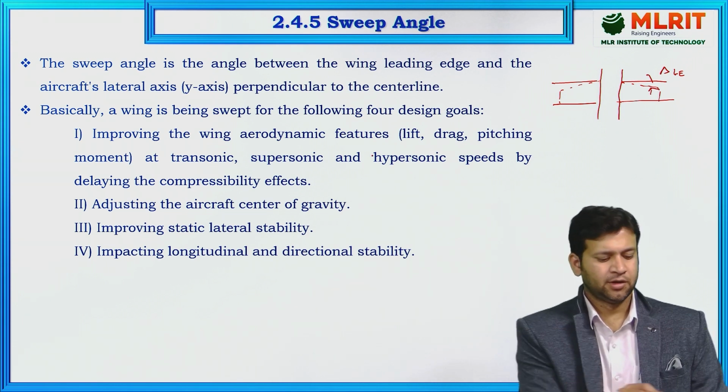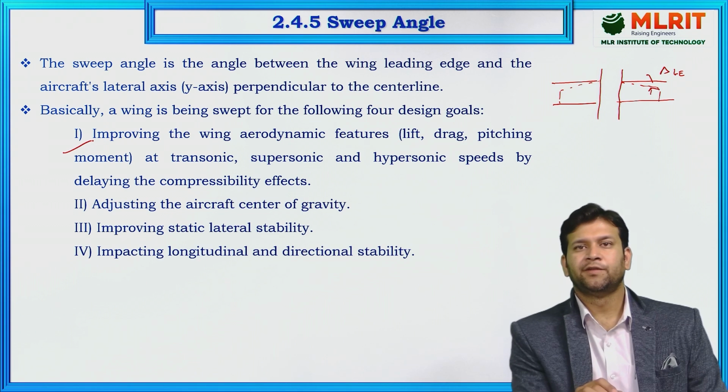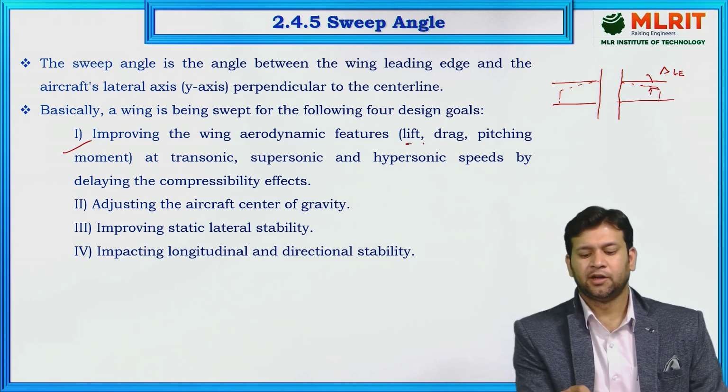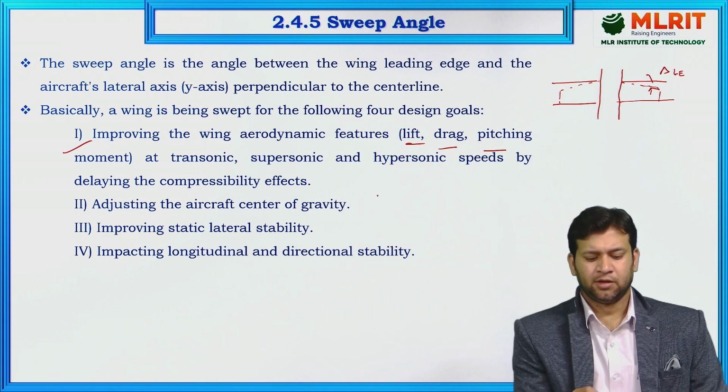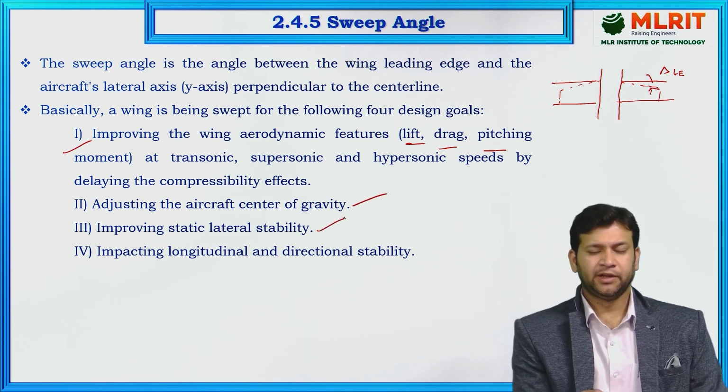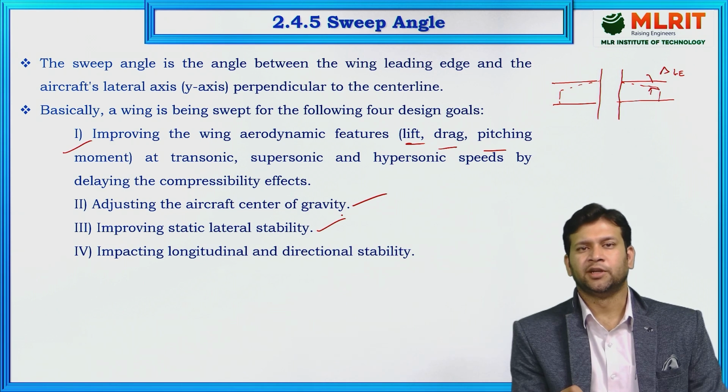First one, improving the wing aerodynamic features like lift, drag, pitching moment at transonic, supersonic and hypersonic speeds by delaying the compressibility effects. Adjusting the aircraft CG, improving static lateral stability, impacting longitudinal and directional stability.